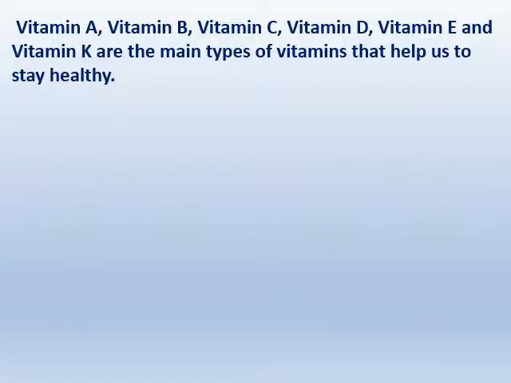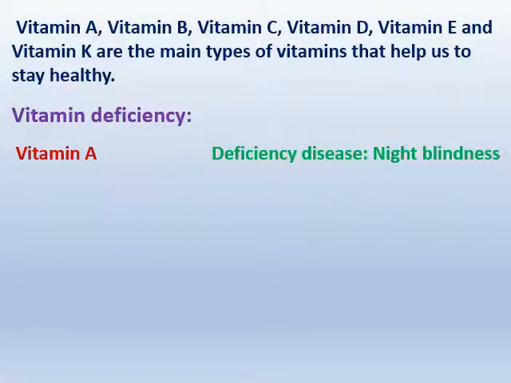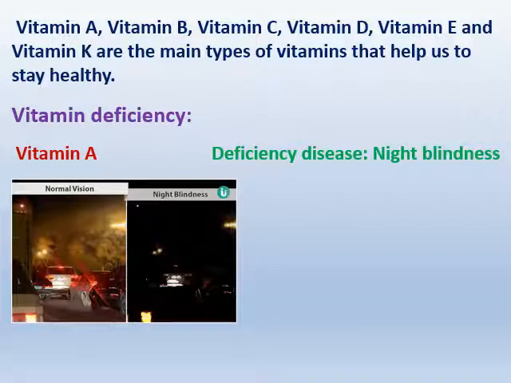Vitamin A, vitamin B, vitamin C, vitamin D, vitamin E and vitamin K are the main types of vitamins that help us to stay healthy. So to stay healthy, you should see that all the vitamins are present in your diet. Now first we discuss vitamin A. Due to lack of vitamin A, the person gets a deficiency disease called night blindness. Now observe the two images, children.